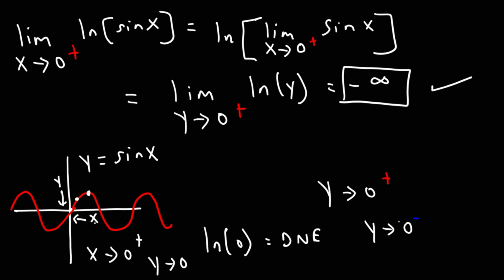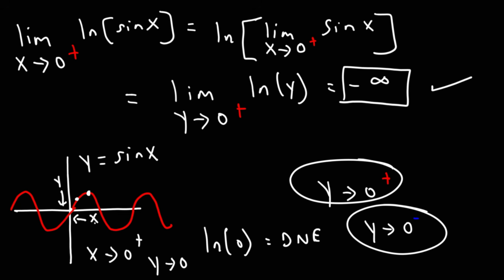Now, if we had this as y approaches 0 from the left, for ln y, that would be does not exist. It would give us this answer. So it's important for us to identify whether y is approaching 0 from the right or from the left when dealing with the limit of composite functions like this.